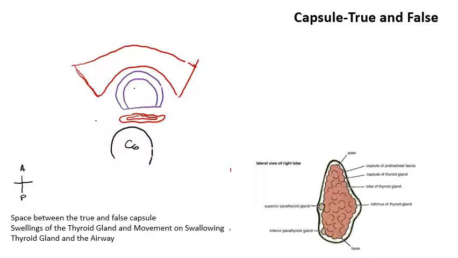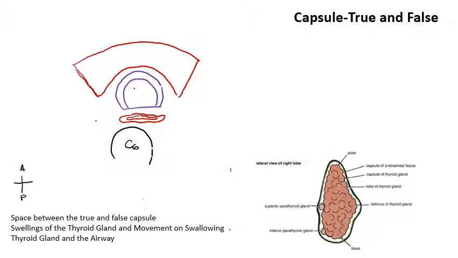So these are our visceral structures of importance. This is the thyroid gland. And this would be the thyroid gland, all right, with its lobes and the isthmus.